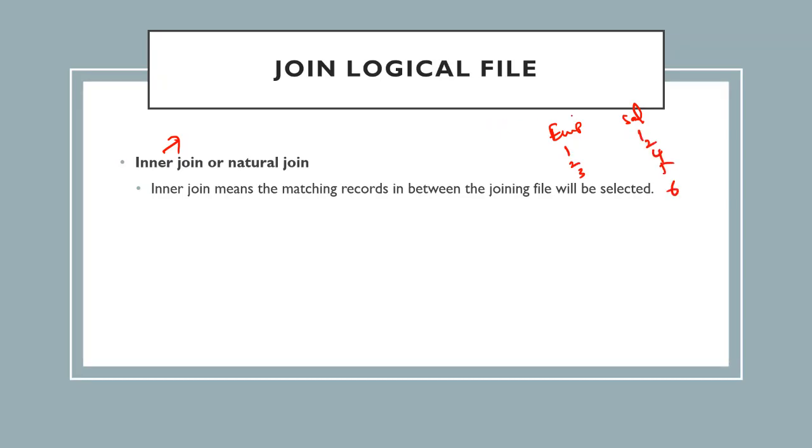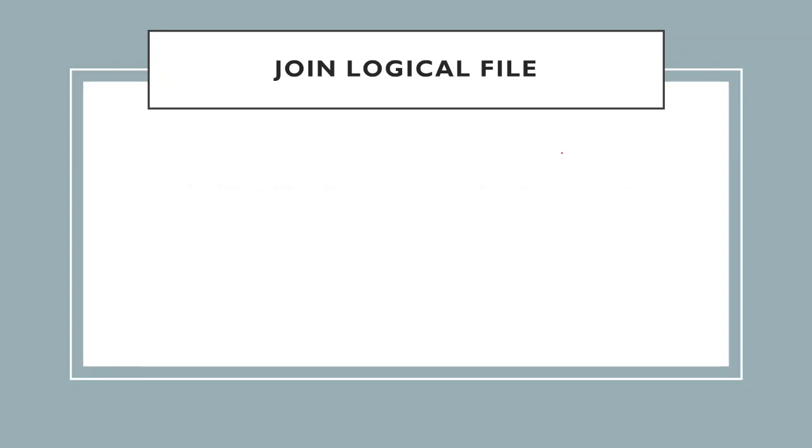If I join these two files using inner join, what records will I get in both files? What are the common records? 1 comma 2. So you will get only these two records if you use the join logical file inner join. If you use the inner join, you will get only 1 comma 2. So that is an inner join.